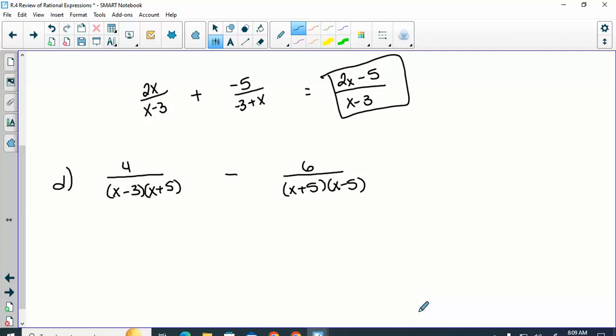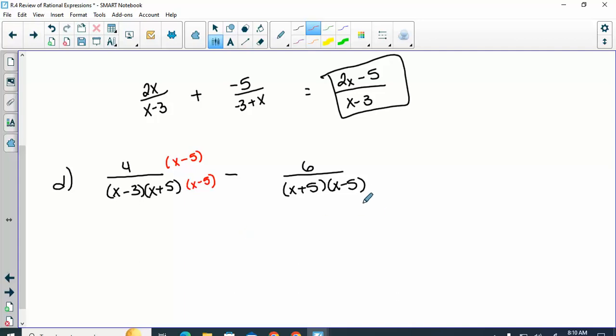So do my denominators match? No. They are factored, so that sets me up to get a common denominator. If I look, the first one has x minus 3 and x plus 5. What does the second one have that we're missing? Yeah, x minus 5. So I'm going to multiply top and bottom by x minus 5.